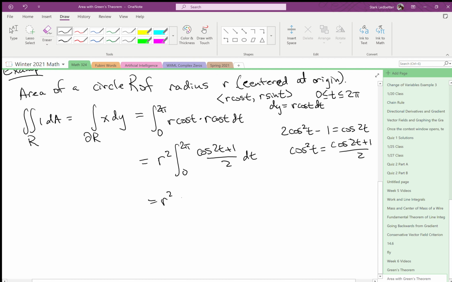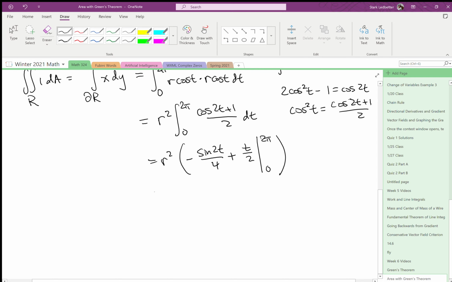So r squared times, and this is negative sine 2t over 4, I have a little chain rule in there, plus t over 2, and then I'm going from 0 to 2 pi. So sine of 0 and sine of 4 pi are both 0. So I'm just left with, really, when I plug 2 pi into here, that's the only term that's not 0, so I get pi. So that's pi r squared.